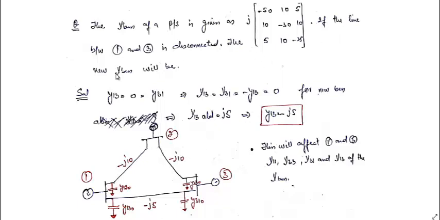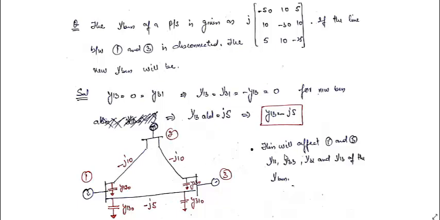So if the line between 1 and 3 is disconnected, that means the admittance between 1 and 3 will be 0 because this line is disconnected. It is connected to this bus and this bus, but it will not have any effect on the shunt elements, only the series. So we can say that y13 will be 0, which is the same as y31. For the new Y bus y13 equals y31 equals 0. In the old Y bus it was equal to minus j5, which I have shown over here.